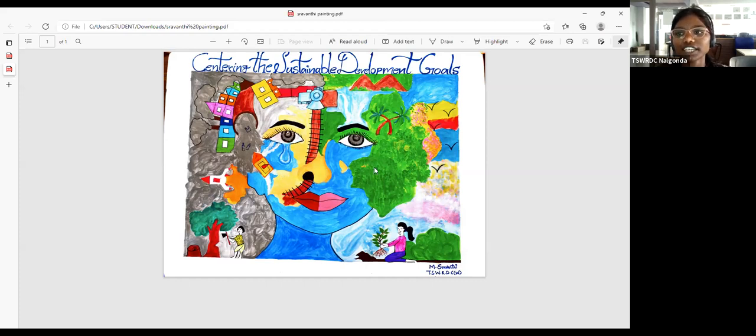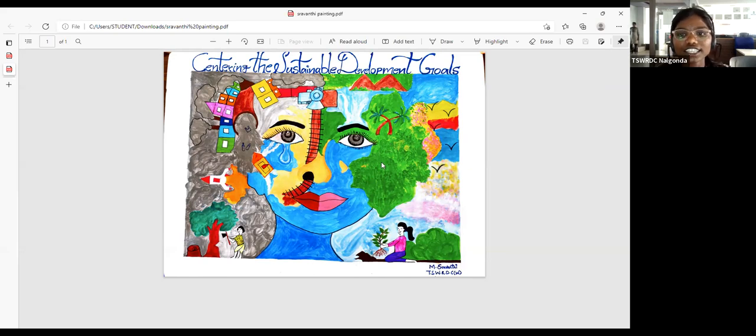Here the nature is very beautiful on this side, and the solutions to protect our environment are to conserve water, plant trees, communicate with people about environmental protection, and avoid the things that pollute.